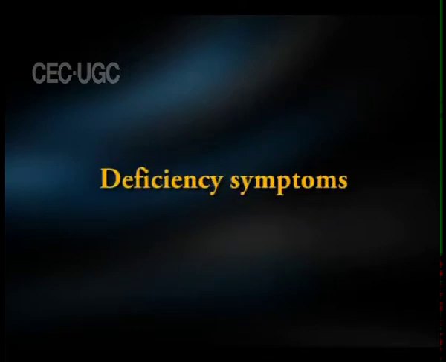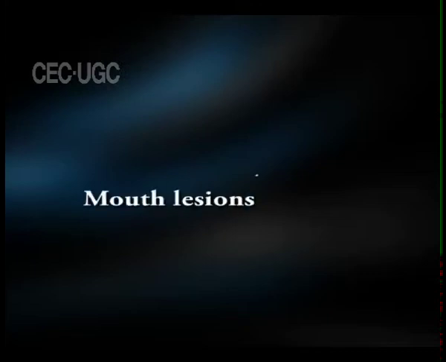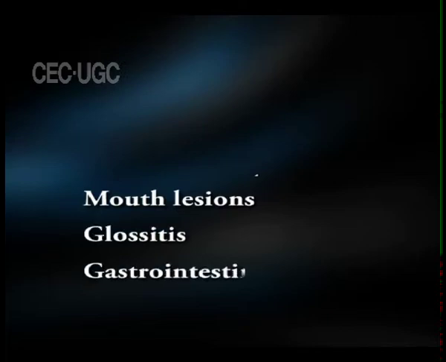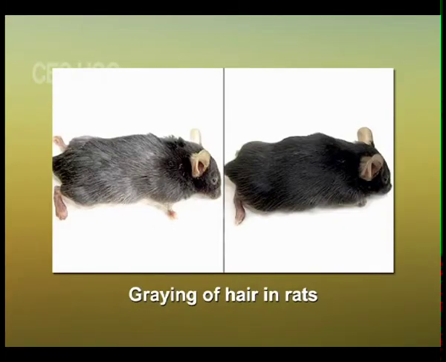Deficiency symptoms. Folic acid deficiency in man causes megaloblastic, nutritional, macrocytic anemia, leukopenia, mouth lesions, cholestasis, and disorders of the gastrointestinal tract. In rats, deficiency of this vitamin leads to graying of hair.